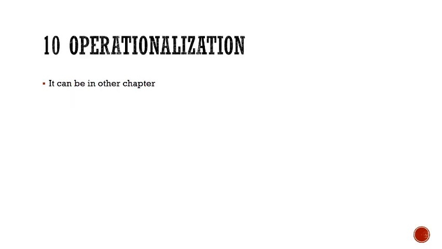So the next one is operationalization. It can be in Chapter 1, meaning that you tell what you mean by social media, what you mean by TikTok, what you mean by entrepreneurship. But it can be in another chapter, and it can also be in this chapter. It depends on the flow of your research.